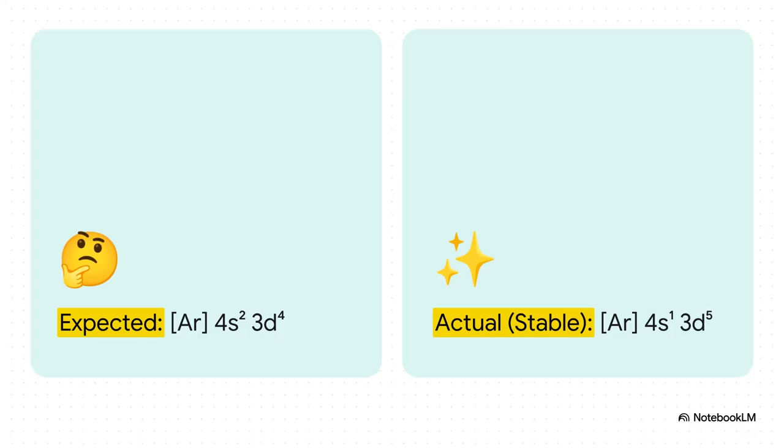Take a look at chromium. Now, if we just follow our rules, we'd expect the configuration on the left, ending in 3d4. But that's not what we actually find in nature. Instead, an electron from the 4s orbital gets promoted. It literally jumps over to the 3d orbital. Now, why on earth would it do that? Because the configuration on the right, with a half-full 4s and a half-full 3d sublevel, is a more symmetrical, lower energy, and therefore much more stable state. The atom literally rearranges itself to find a more comfortable home.